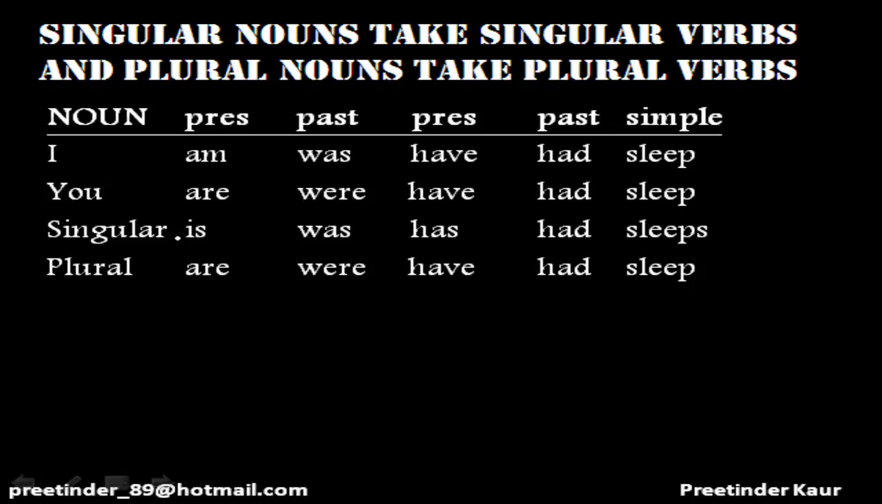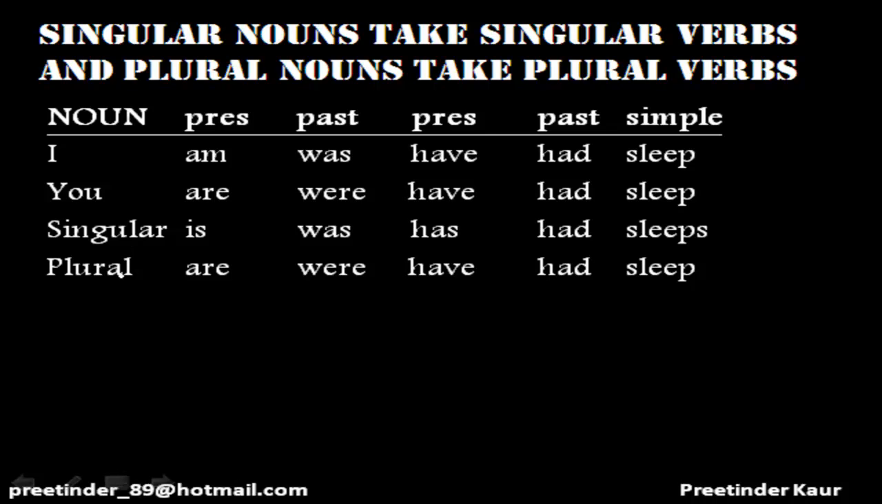Now coming to the singular noun, it could be any person's name, any company's name, any organization, any object, any material, anything. If it's singular, we use is and was in the simple tenses. For example, she is eating, she was eating. And in the perfect tenses, we use has and had. She has been eating and she had been eating.